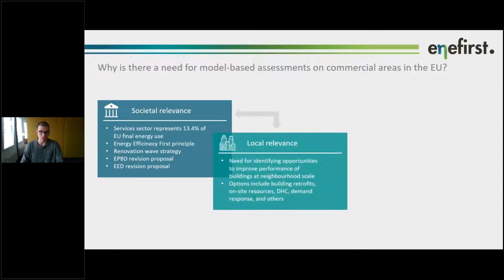That's the societal relevance. There's also local relevance. Urban planning authorities and energy planners, if you will, require some comprehensive view of cost-effective opportunities to improve the performance of buildings at the district level. There are a lot of technical opportunities and options there, ranging from building retrofits itself to the on-site use of renewable energy-based resources, for example, PV, solar thermal panels, different types of heat pumps, etc.